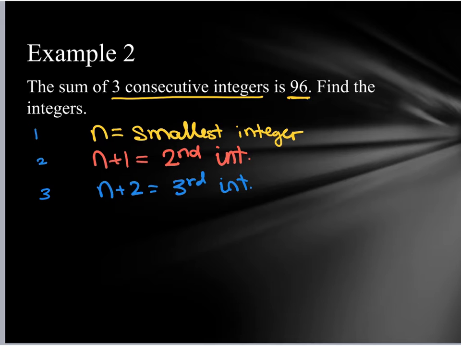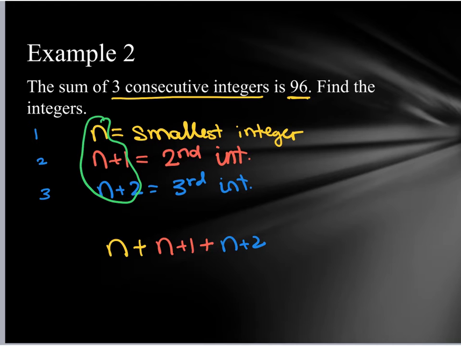So because I want to find the sum of 3 consecutive integers, that means I'm going to take these 3 parts right here and add them together. So I'm going to take n and add that to n plus 1, and then add that to n plus 2. So you can see I have each of my 3 integers, and when I simplify this, I'm actually going to set this equal to 96 first because it told me that the sum of those 3 integers equals 96.